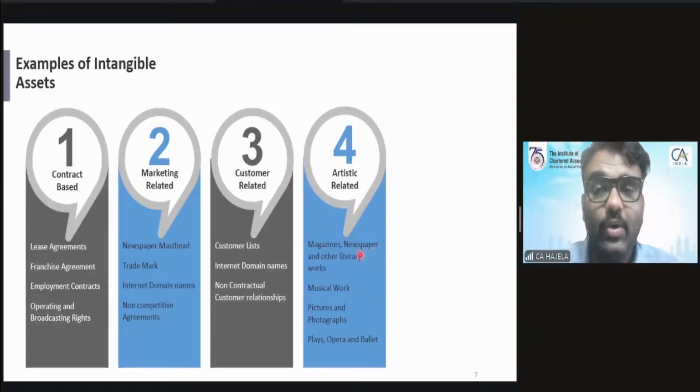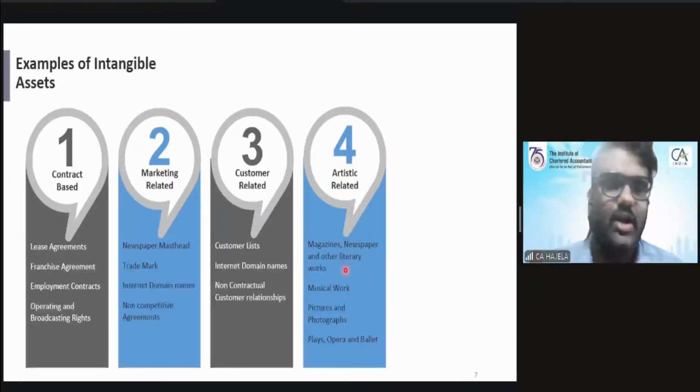Artistic related: music work, pictures, photographs, right? Literary works are all intangible assets. If I have written an article, I own the copyright for that, then that is an intangible asset.